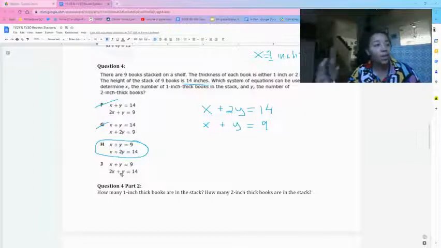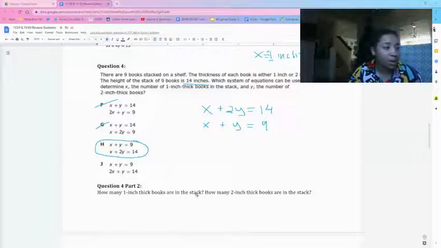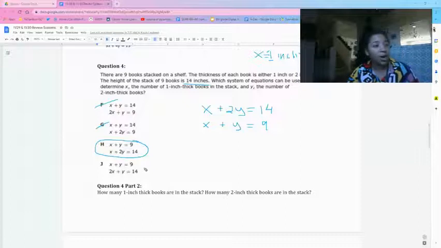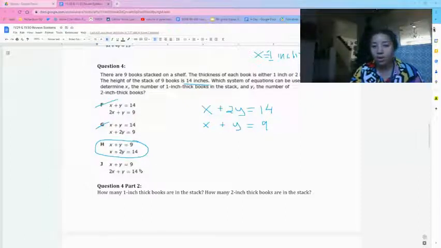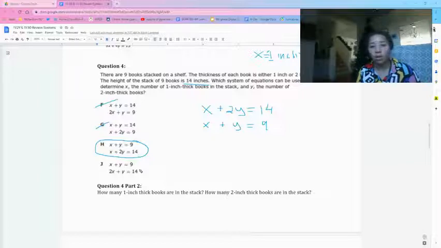Because you can definitely reverse this and say that x is 2 inches. This is just a preference. So how many 1-inch books are there and then how many 2-inch books? So I can argue this, that H and J are correct. So if you do make this mistake on the test, I will definitely override it because you can argue both ways. It's just whatever I decide was X and which one was Y.